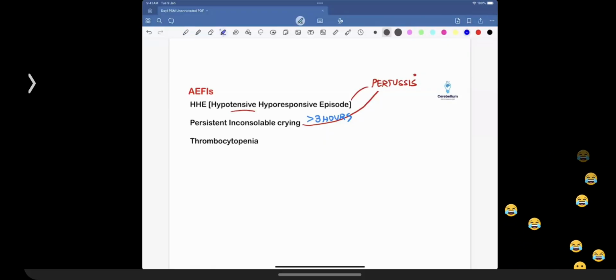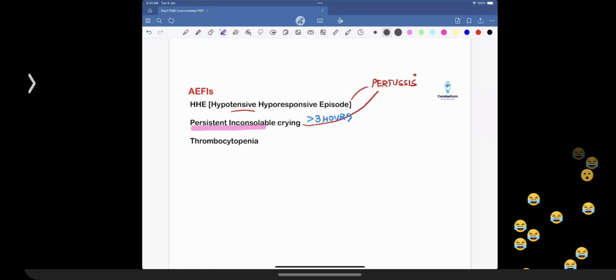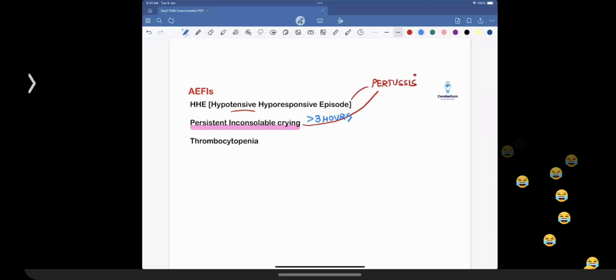Suppose a child reports persistent inconsolable crying for more than 3 hours. What will you do in the next dose of DPT? Should DPT be given or should it not be given? 6 weeks DPT, child develops persistent inconsolable crying. Next dose, please remember this is an exam question. Pertussis is contraindicated strictly by Government of India. DT will be given as second dose, DT will be given as third dose, DT will always be given as booster.